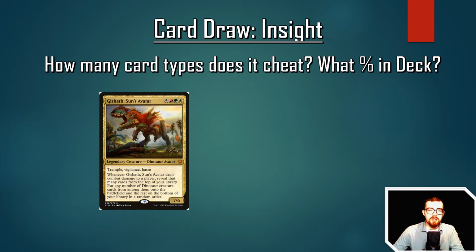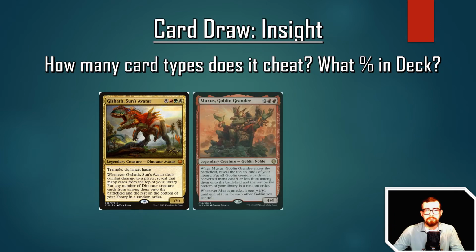Whenever Gishath, Sun's Avatar deals combat damage to a player, reveal that many cards from the top of your library. Put any number of Dinosaur creature cards from among them onto the battlefield and the rest on the bottom of your library in a random order. So this is just going to absolutely slam out dinosaurs. I think we figured out that 32 was in fact the right amount for this, because you'll be getting like 1.5 per hit at least. You generally want to be hitting 2 if you can, but there aren't that many dinosaurs out there yet.